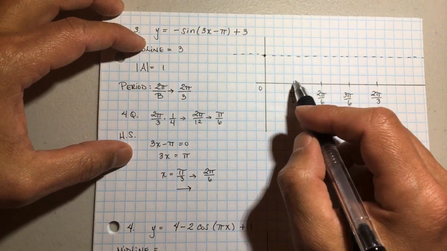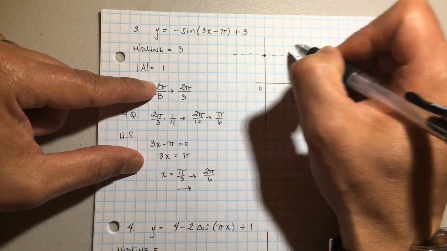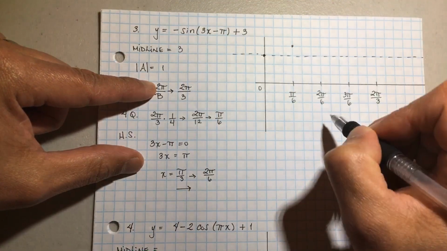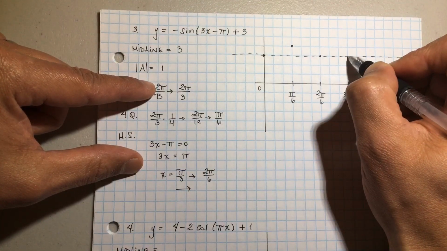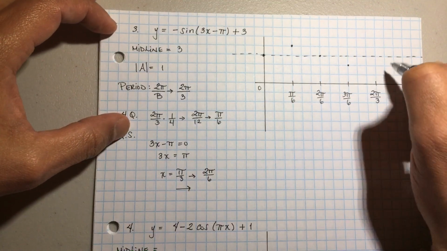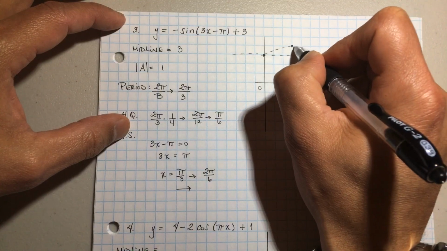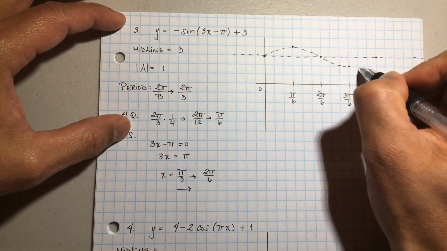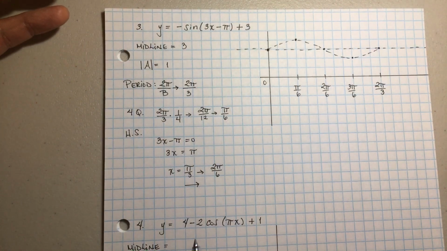Midline. Right here, we go to the amplitude. What's my amplitude? 1. So from here to here, I'll go 1. Boom. And then what? Midline. And then what? Amplitude. So from the midline, remember, it's from the midline, you go down 1. Back up to the midline. Good. So now we have this guy. All right. Nice.